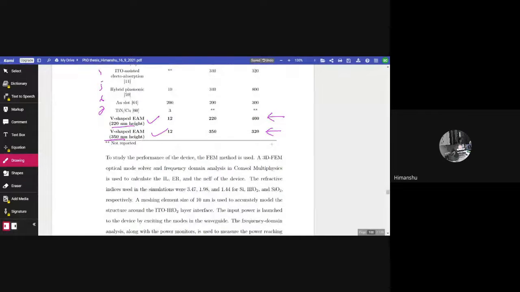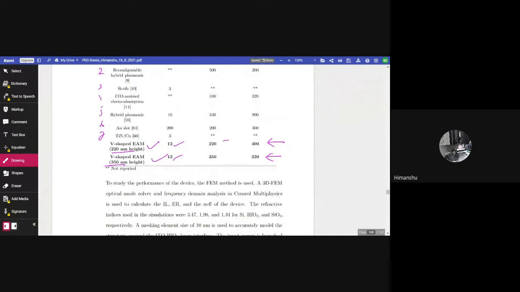So our device has a thickness of the plasmonic material of 12 nanometer for both the V-shaped EAMs with 220 nanometer height and 350 nanometer height. However, the width of the waveguide for the 220 nanometer EAM is 400 nanometer, and the width of the waveguide for the 350 nanometer EAM is 320 nanometer.